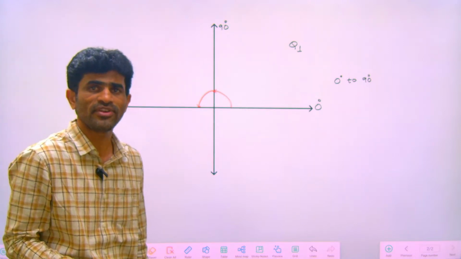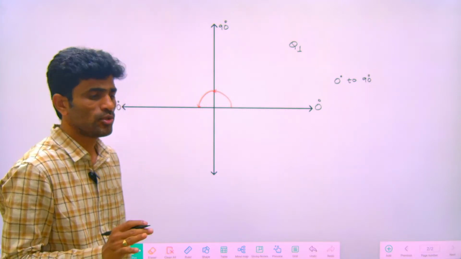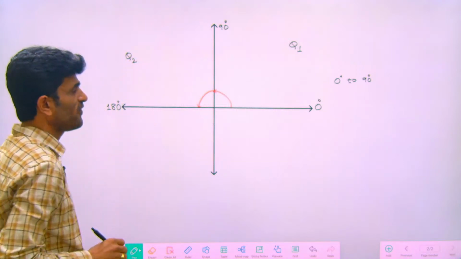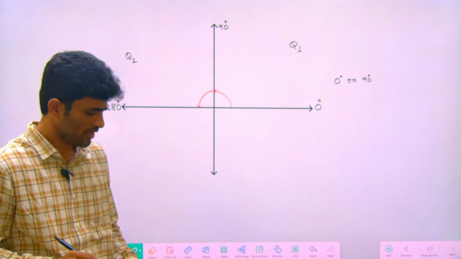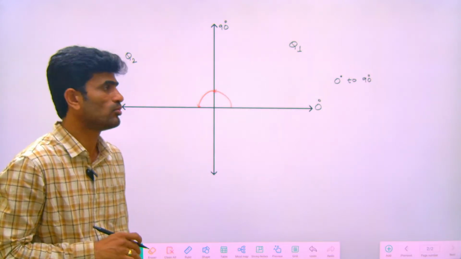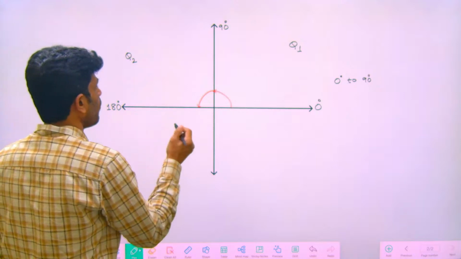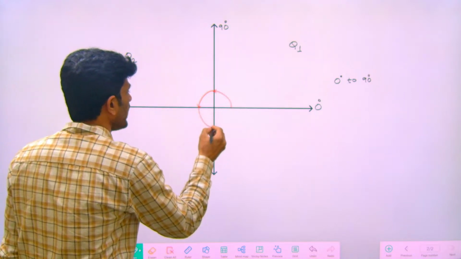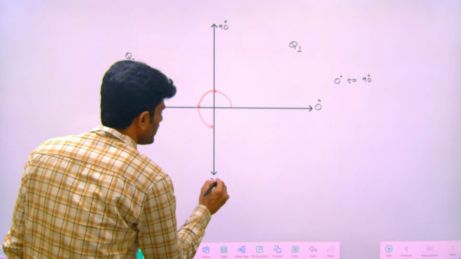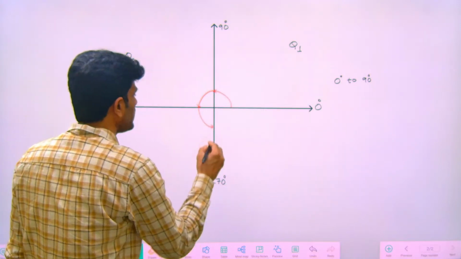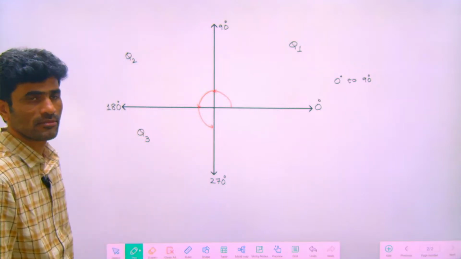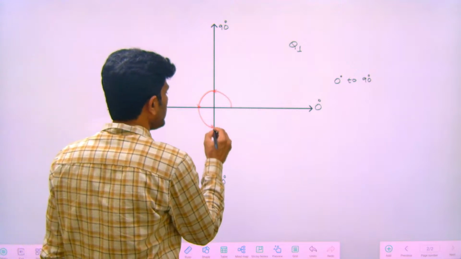Whenever an angle is between 90 degrees and 180 degrees, you have to understand that it is in quadrant 2. If an angle is from 90 degrees to 180 degrees, that is quadrant 2. Now 180 degrees to the next 90 degrees, 270 degrees. 180 degrees to 270 degrees is quadrant 3.